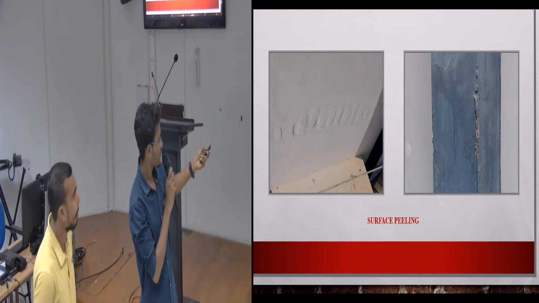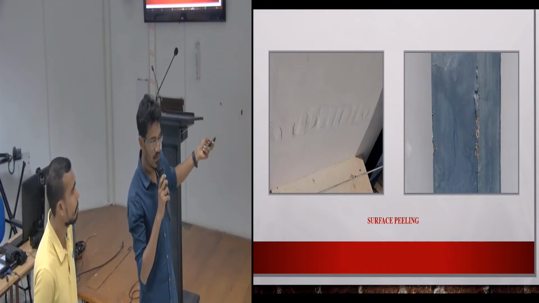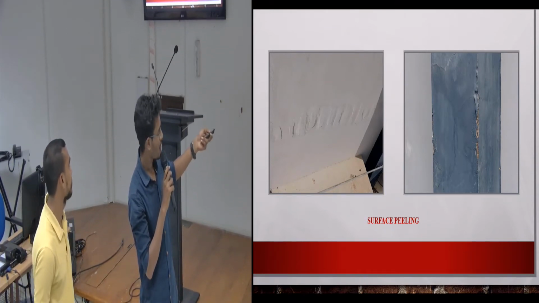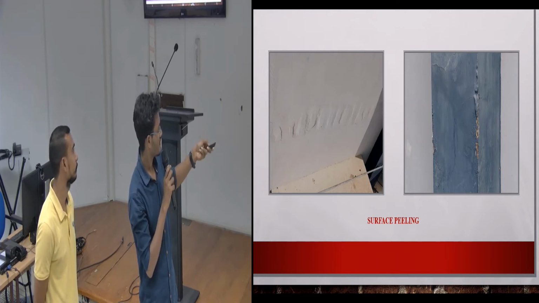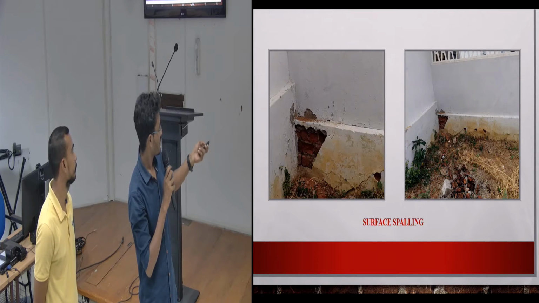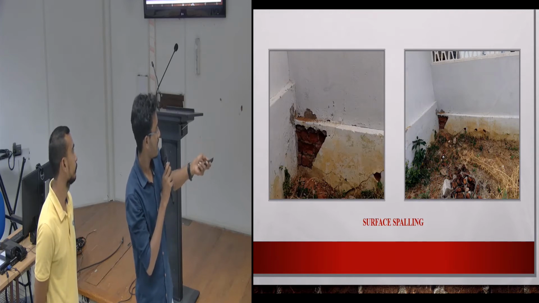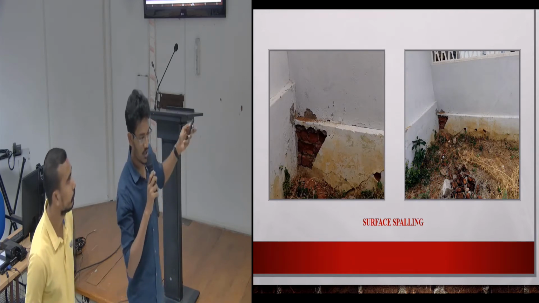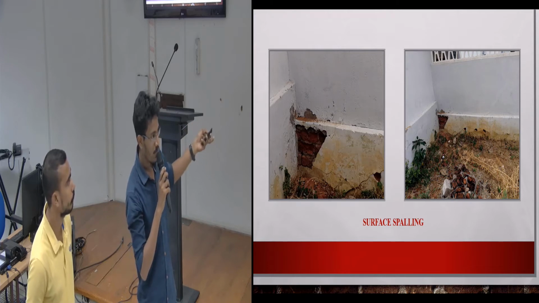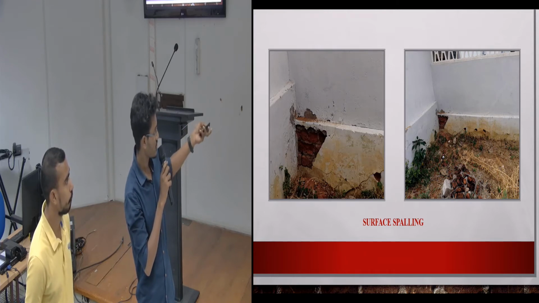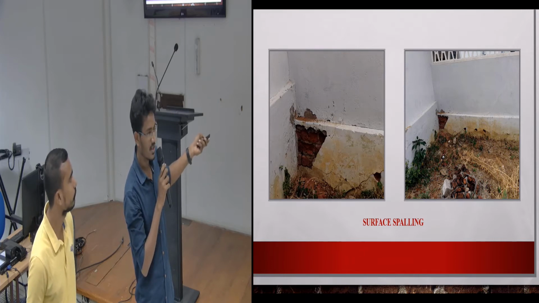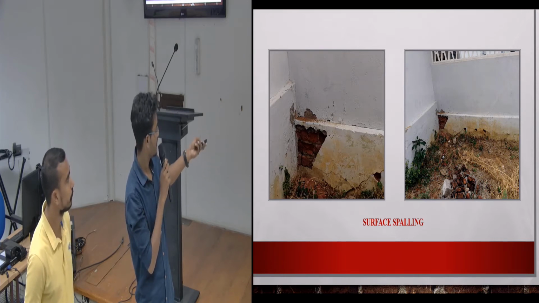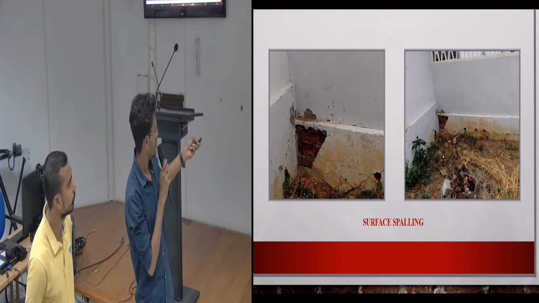These are the surfaces with improper coating, that is, poor quality of coating used on the surfaces. So these are the surface peeling. Next one is surface spalling. This is due to improper mortar and improper bonding between the bricks during the construction of the brick masonry, and it may also be caused by settlement and some moisture content. So these are the spalling of the mortar.